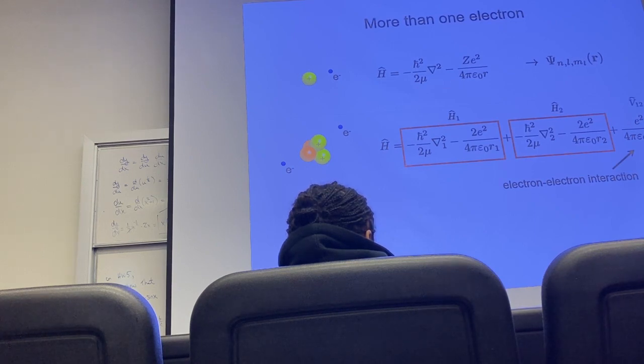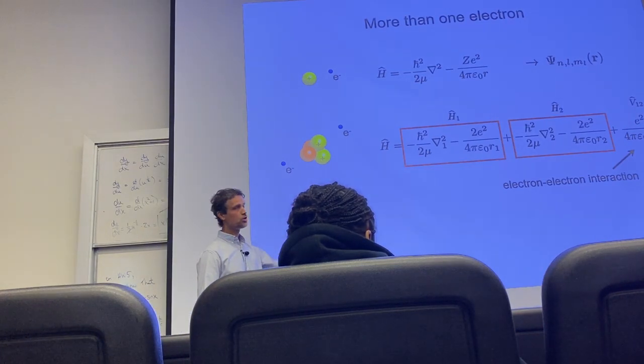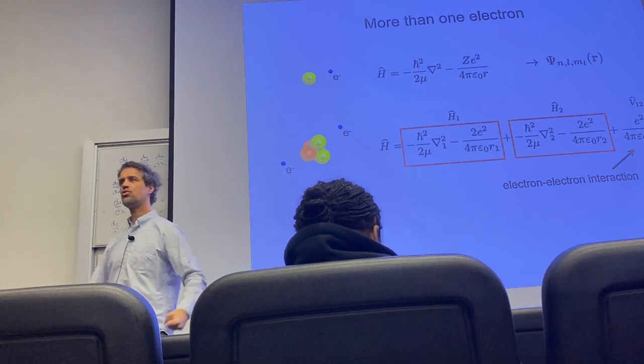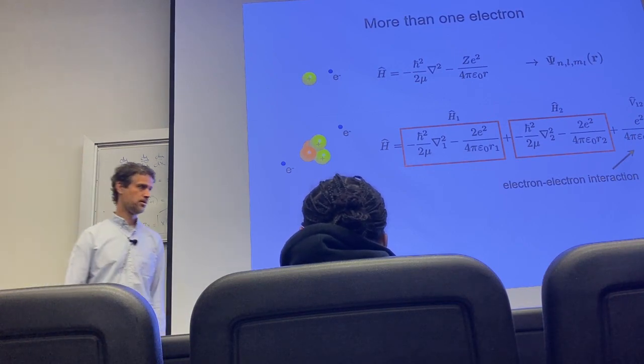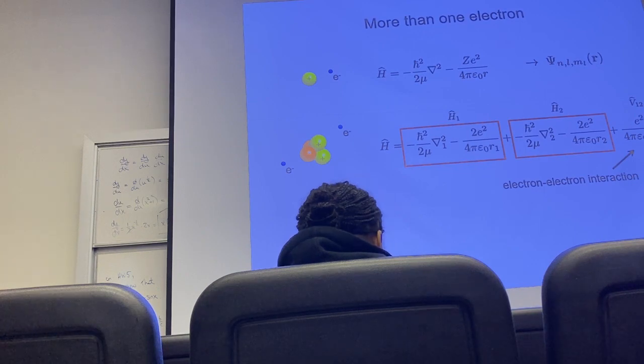So if I group these things together, I get basically 3 main ingredients. Namely, H1, electron 1, H2, electron 2, and then V12, which is electron 1, electron 2, interacting, aka repelling one another. This is definitely more complicated. So, we cannot solve this analytically without making approximations.